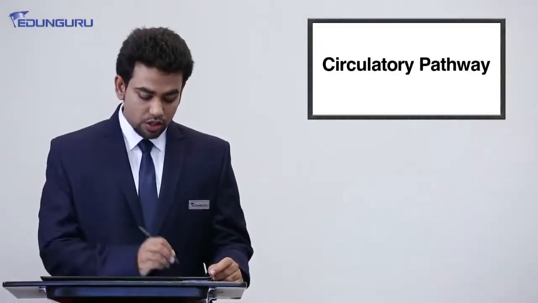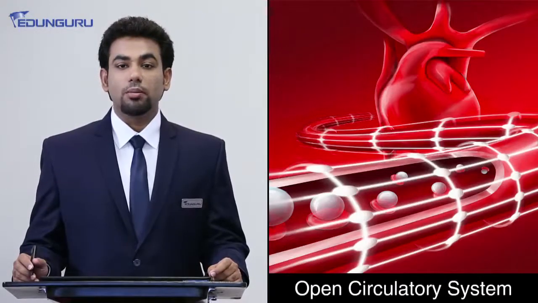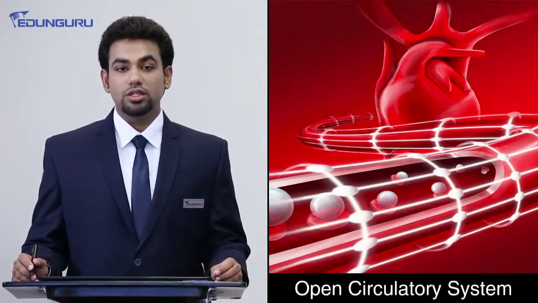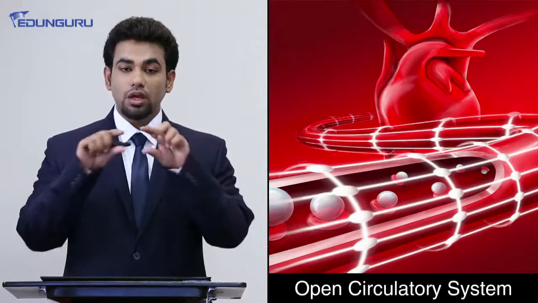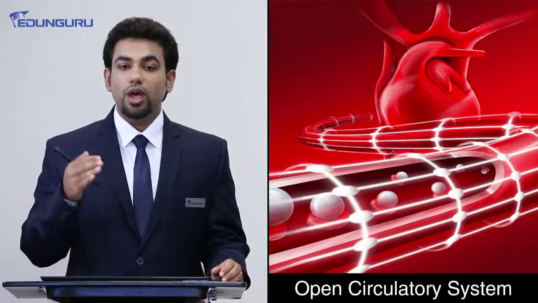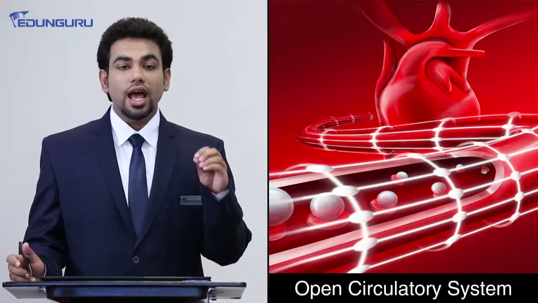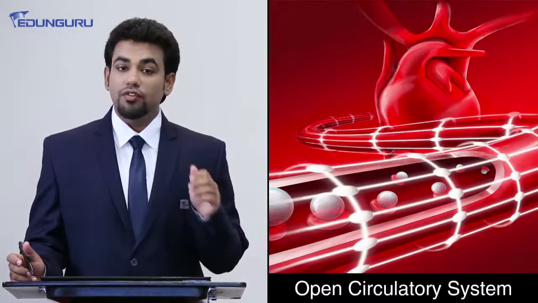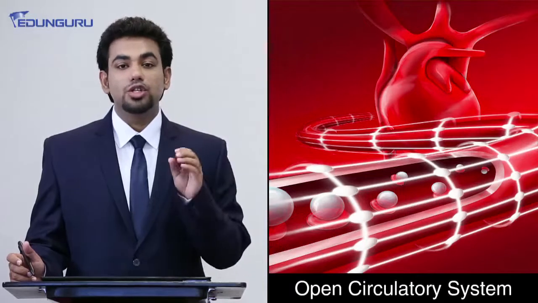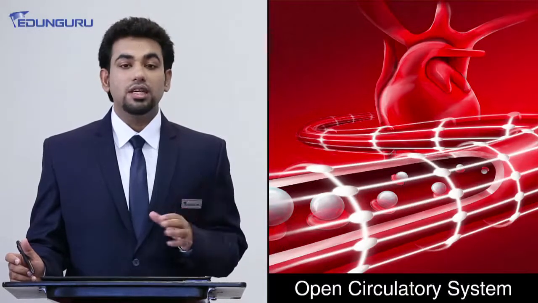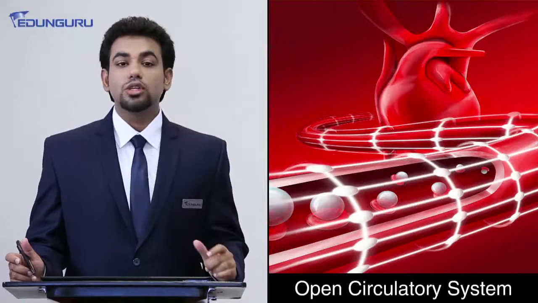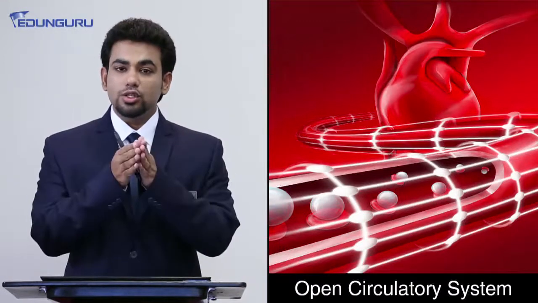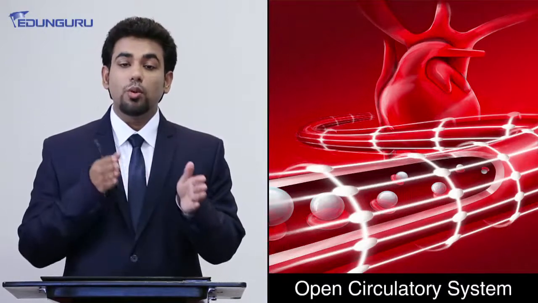So when we talk about circulatory pathways, as you can see here in the picture, the first thing that we are talking about is the open circulatory system. In an open circulatory system, the blood vessels, arteries, veins, capillaries, are absent, and the blood flows freely. In fact, all the organs are submerged in a blood bath. So blood is mixed, which means oxygenated and deoxygenated blood are not separate from each other. There is no way we can distinguish between them. They are mixed with each other.